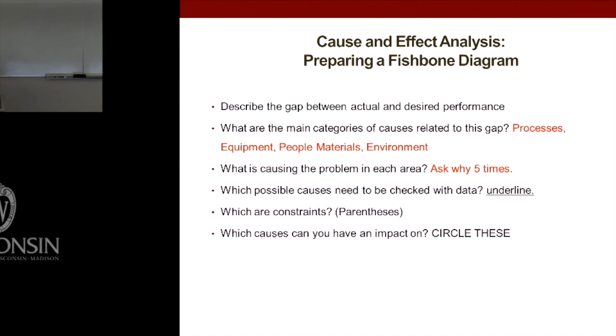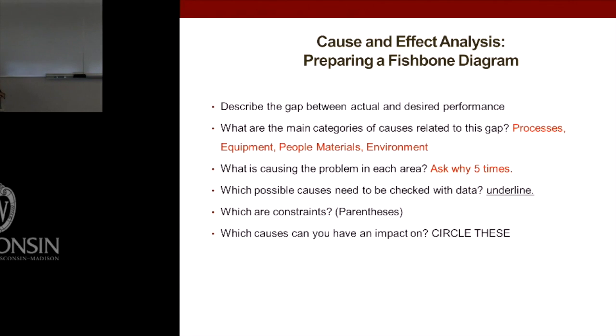So what are things that are just how it is to a certain point? Maybe the building, maybe you can't change your geography. And so you have to work around that. And what causes can you have an impact on?